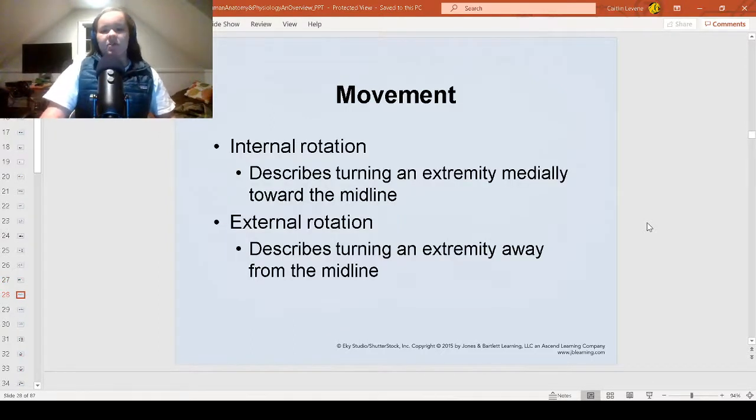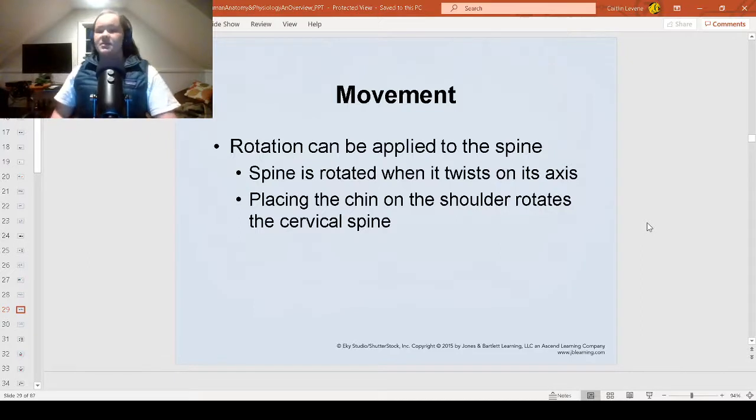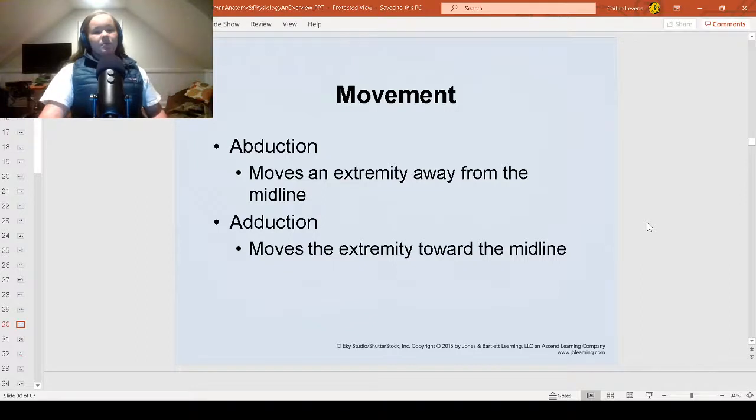Internal rotation describes turning an extremity medially towards the midline, and external rotation describes turning an extremity away from the midline. So internal is like this, external would be like this. Rotation can also be applied to the spine. The spine is rotated when it twists on its axis. Placing the chin on the shoulder rotates the cervical spine, like so. Abduction is moving an extremity away from the midline, and adduction is moving the extremity towards the midline.